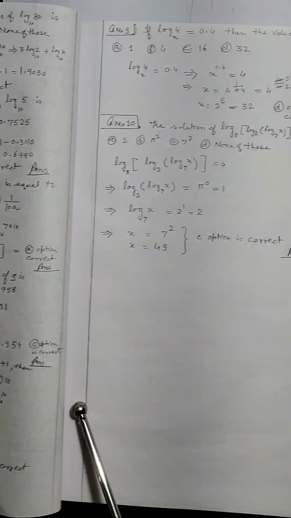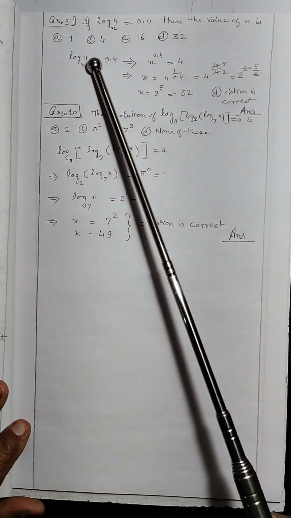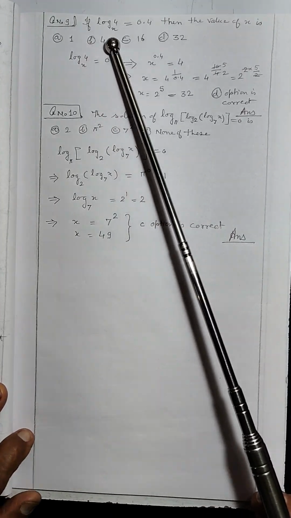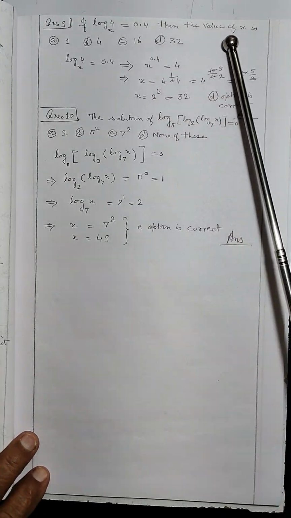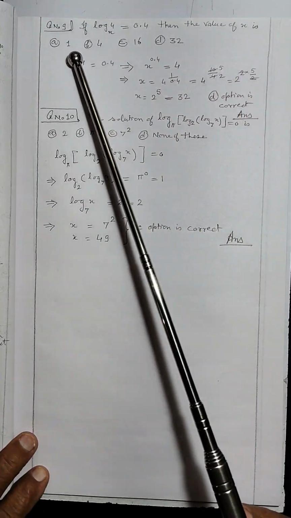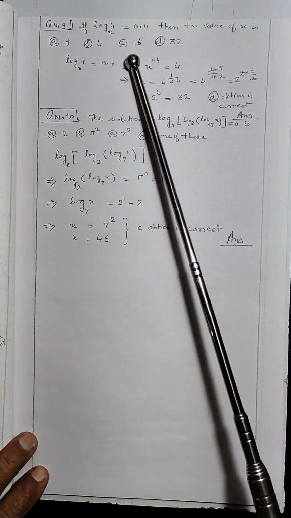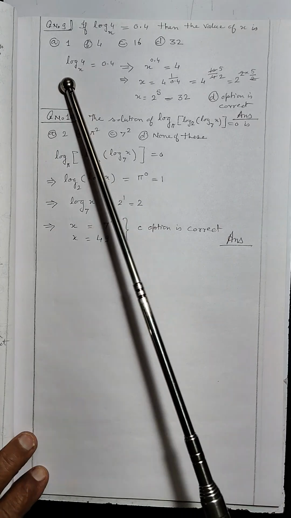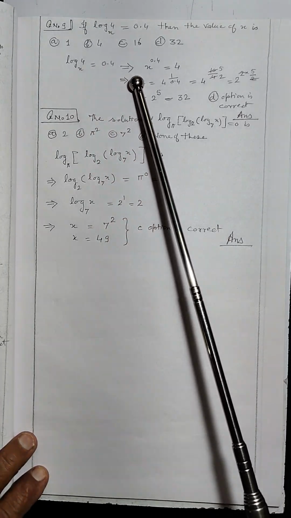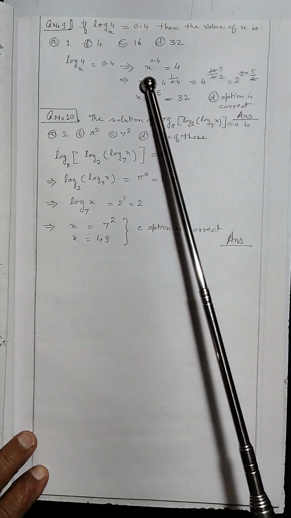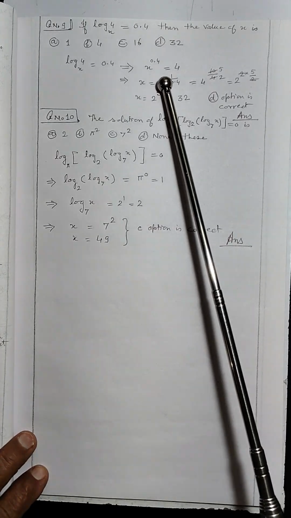Now come to question number 9. If log of 4 to the base x is equal to 0.4, then the value of x is: option A, that is 1, B option 4, C option 16, D option 32. Log of 4 to the base x is equal to 0.4. This can be written in the exponential form, that is x raised to power 0.4 equal to 4.